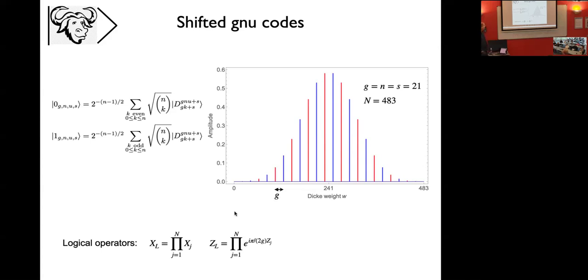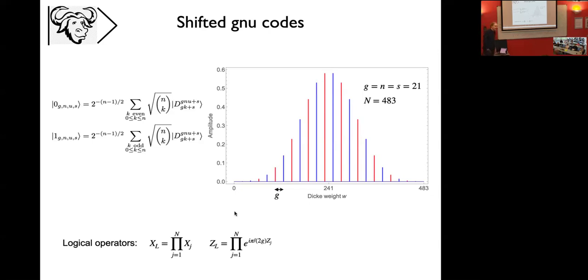The logical operators here, well, the logical Pauli operators, they're transversal, but they're not necessarily Clifford. So the logical X is just flipping every qubit, it's just a product of X's. But the logical Z is actually a product of Z rotations by an angle pi over 2g.